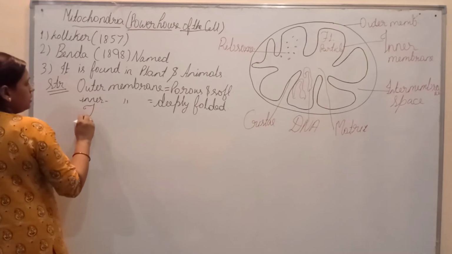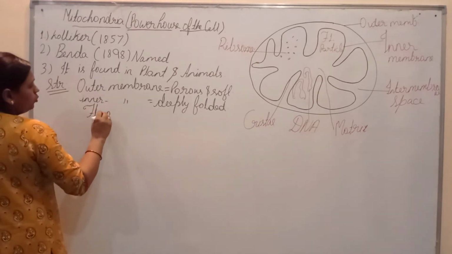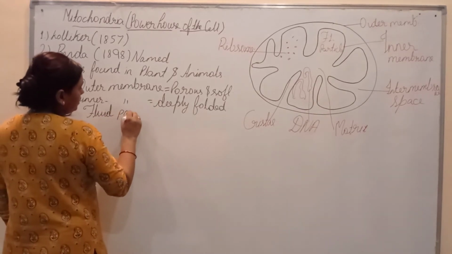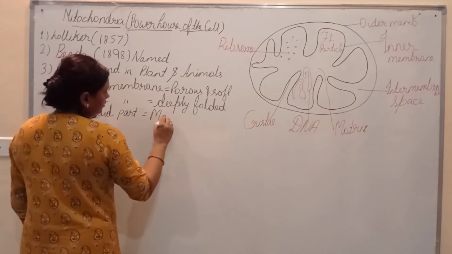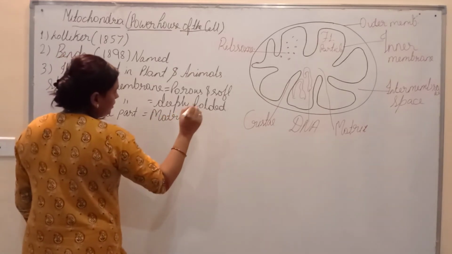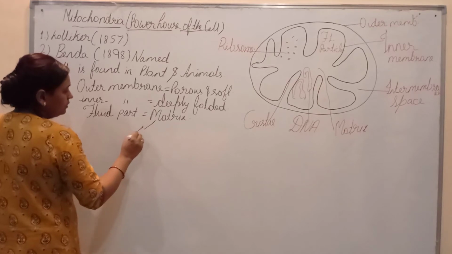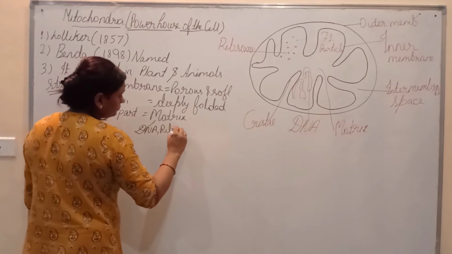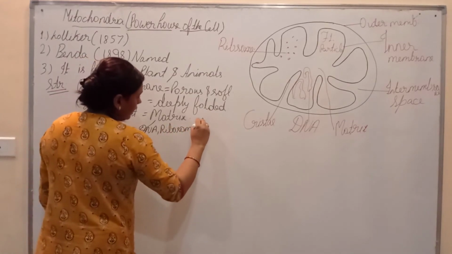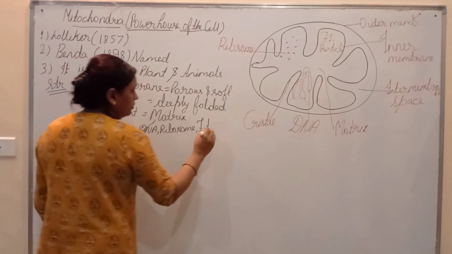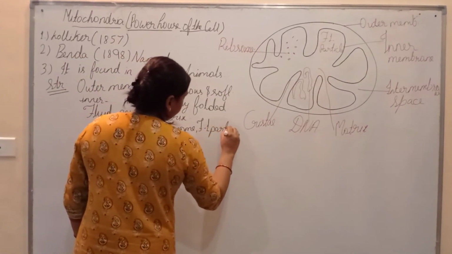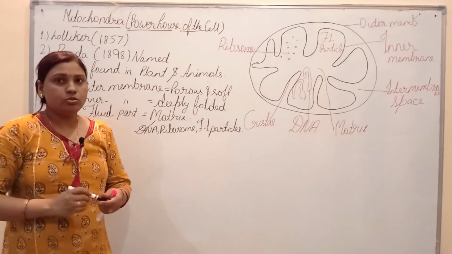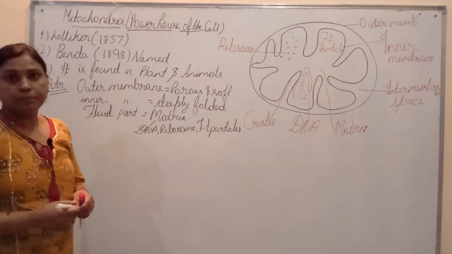It has a fluid, protein-containing part called the matrix of the mitochondria, that contains DNA, its ribosomes, and F1 particles. In this way we saw the structure of mitochondria.